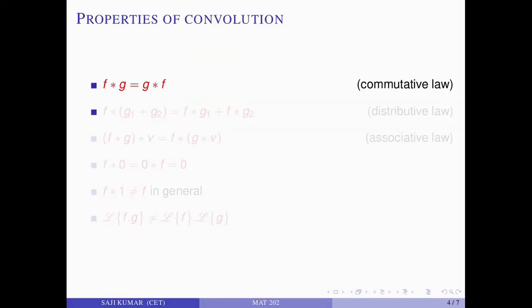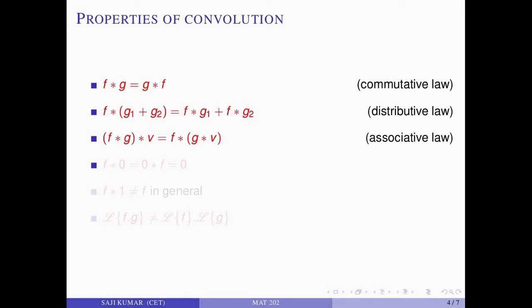Properties of convolution: f star g is equal to g star f; f star (g1 plus g2) is equal to f star g1 plus f star g2; (f star g) star v is equal to f star (g star v); f star 0 is equal to 0 star f, which is equal to 0; f star 1 is not equal to f in general; and the Laplace transform of the product fg is not equal to the Laplace transform of f into the Laplace transform of g.